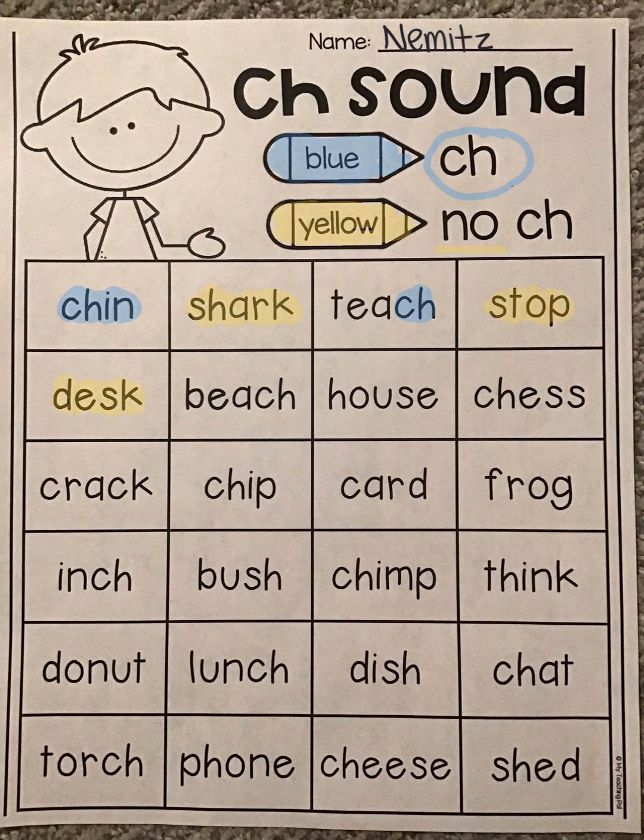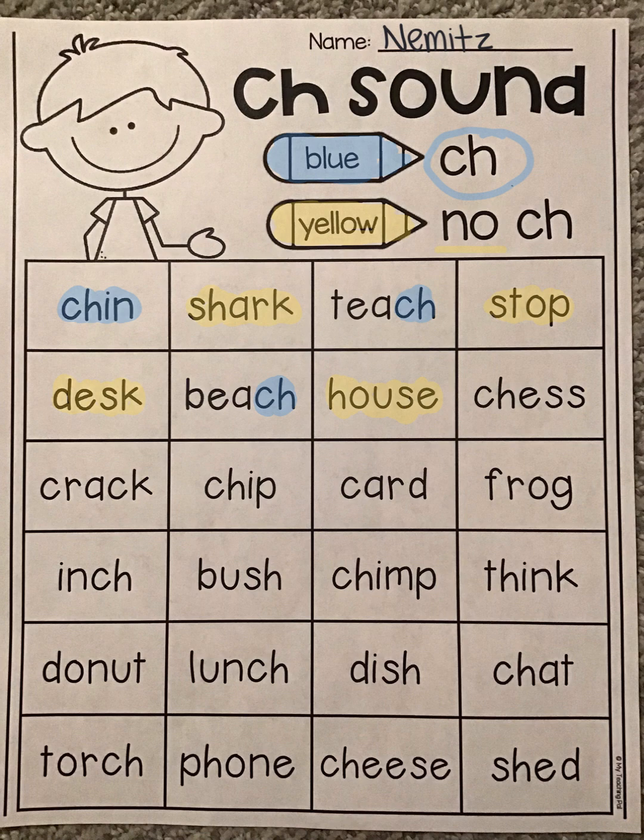The next word is beach. B-E-ch. Beach. Can you find the CH digraph in the word beach? Way to go. It's at the final part of the word. Beach. The next word over is the word house. H-ow-s. House. And we're going to color the word house yellow because there is no CH digraph.